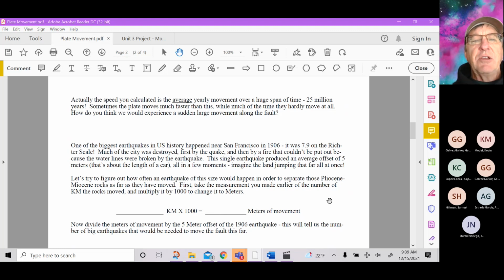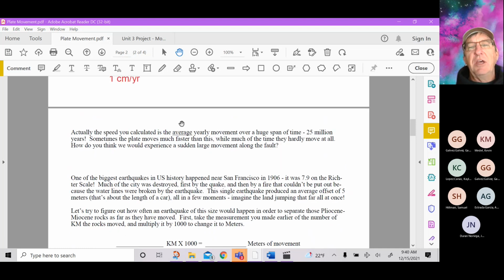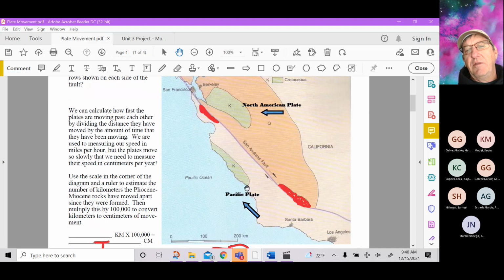Actually, the speed you calculated is the average yearly movement over a huge span of time, 25 million years. Sometimes the plates move much faster than this, while much of the time they hardly move at all. How do you think we would experience a sudden large movement along the fault? What do you think we would experience on the surface of the Earth if all of a sudden this moved further to the northwest here? How would we experience that? This plate moving along the fault.